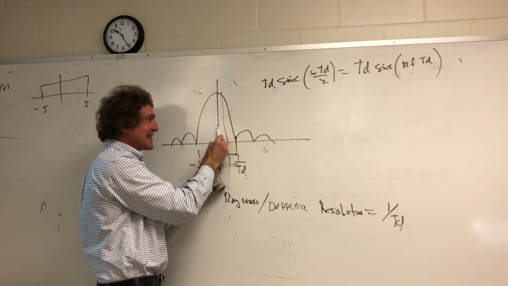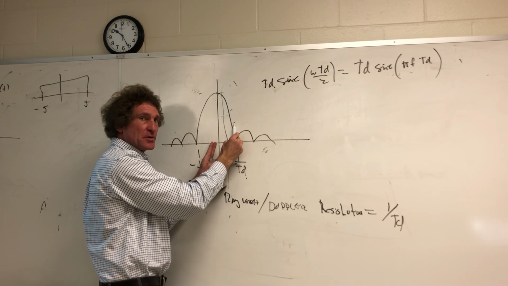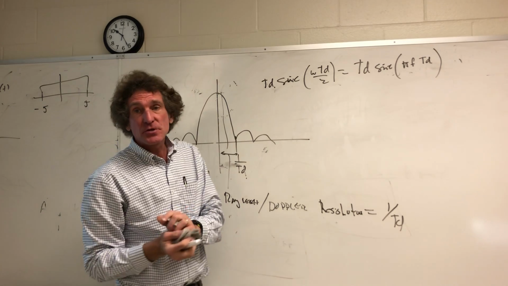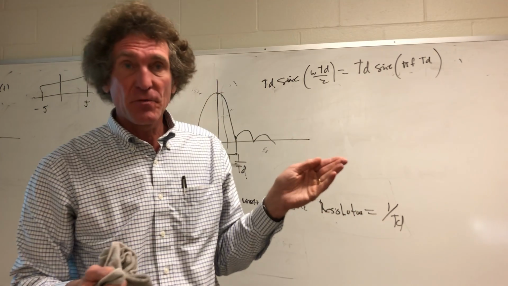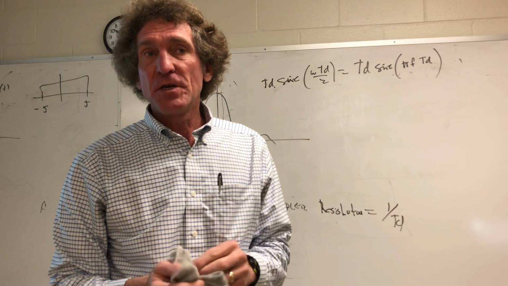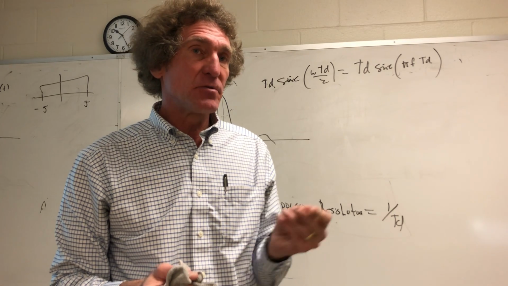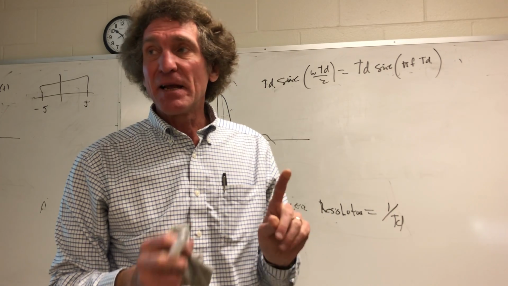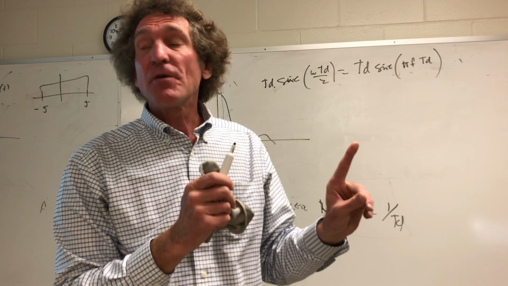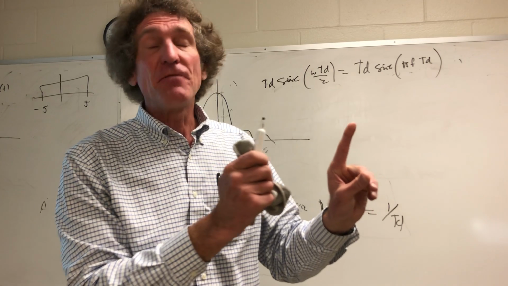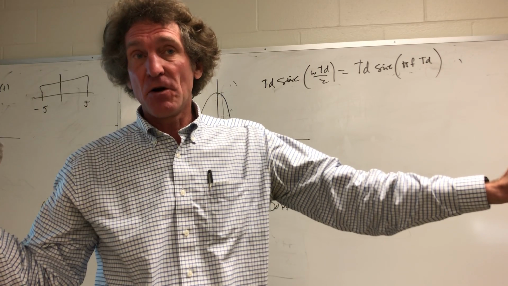You have to move out at least this much before you can actually get a noticeable signature change with your actual work. So 1 over TD is called a Rayleigh or Doppler resolution. And what does that mean? It means if you want very good Doppler resolution, you have to have a very long pulse string. Y'all with me on that?